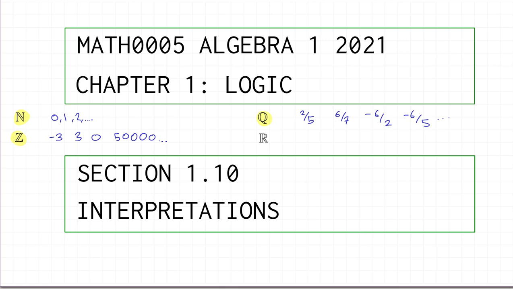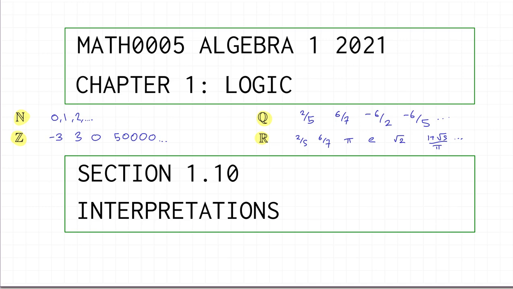Finally, the last set of numbers we need is the real numbers. The real numbers are just every number with a decimal expansion. So it includes all the fractions, things like 2 over 5 and 6 over 7 and so on, and all the negative fractions as well. And it also includes things which are not fractions but which do have a decimal expansion, like pi and like e and like the square root of 2 and like 1 plus the square root of 5 over pi, everything like this. So absolutely every number with a decimal expansion.